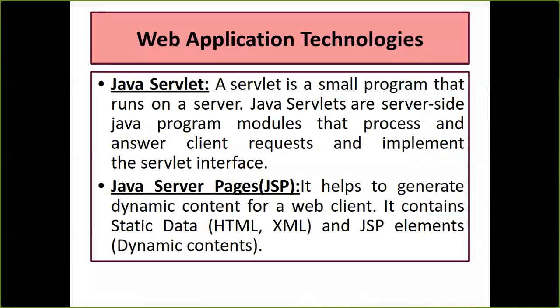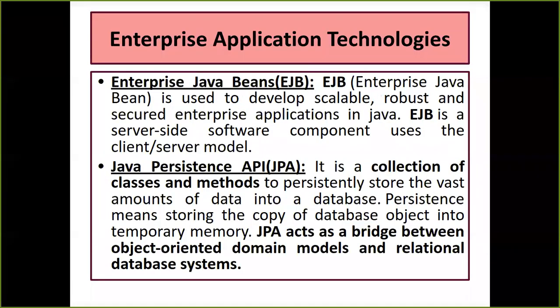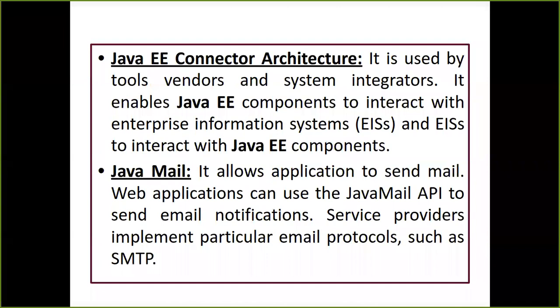So we know what the web application technologies are. It can be your Java servlet, it can be your JSP. And for JSP, we have exclusive tag libraries, that is your JSTL. We have JSF, we have facelets. All these technologies are being used for your web application. We have enterprise application technologies also, that is your EJB, that is your JPA. What JPA is, we also studied in the last lecture. What is JTA, JMS? Please study all this and come to the next lecture. Java EE container architecture, Java Mail, why we are using all these things.